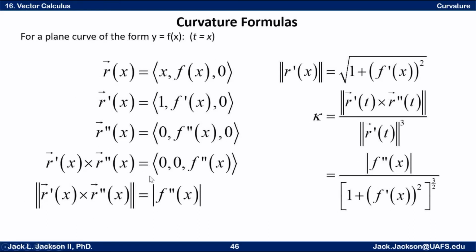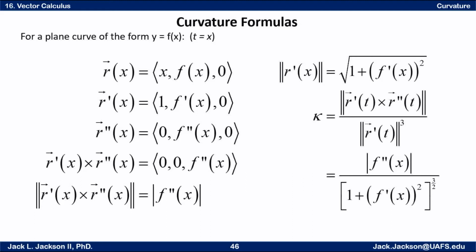Now, if we have a plane curve of the form y equals f of x, we're going to basically parameterize this where the t and the x are the same thing. So we have r of t, r of x, is just x, f of x, 0. So it's a vector in the xy plane, listed as a 3D vector because I'm going to do some cross products in a little bit. So it just has that 0 z component.